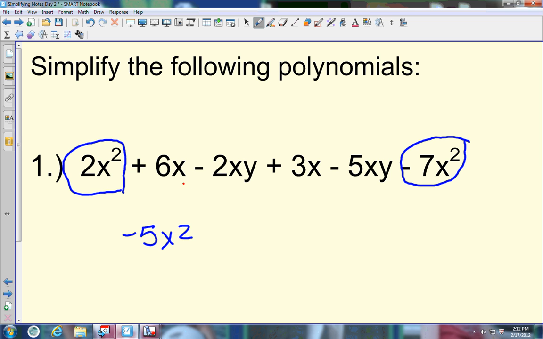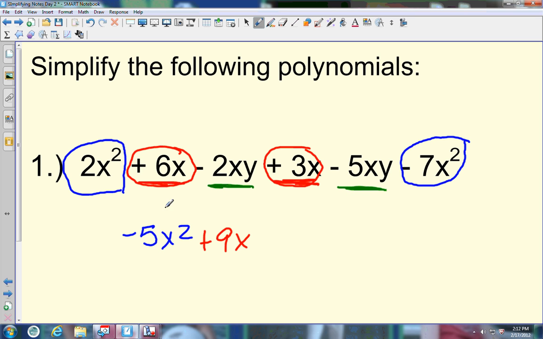Next, let's look, I've got x's. Well, that says xy. That's not the same. This one has x's. So I have 6x plus 3x, which is plus 9x. Next, I have xy's. So there's minus 2xy and minus 5xy. Negative 2 minus 5 is negative 7xy.